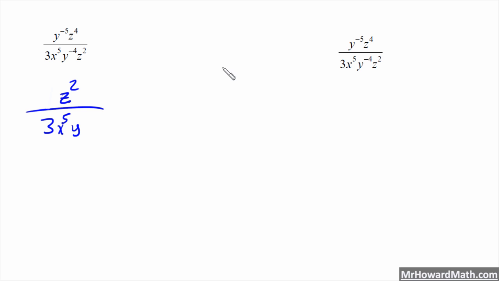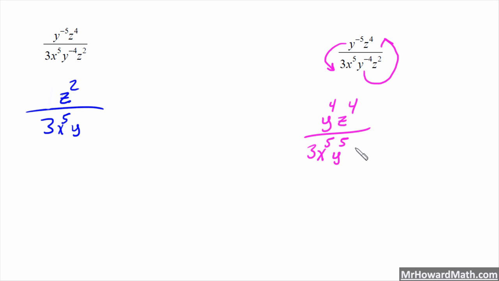Now let's do the same problem again, only this time we're going to go ahead and handle the negative exponents in the beginning. So we're going to take this y to the -5th on the bottom. We're going to take this y to the -4th on top. So we'll end with y to the +4 on top, z to the 4th. And we'll have 3x to the 5th on the bottom. That didn't change. And now the y to the -5 comes down, make the exponent positive, y to the +5 there. And then we had a z squared on bottom.